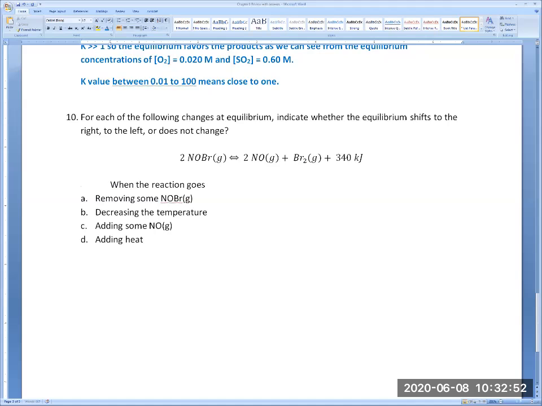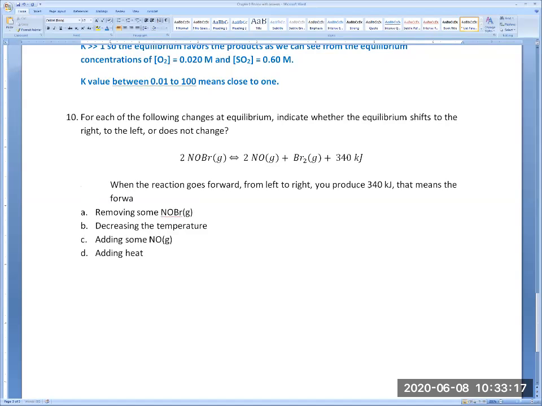So when the reaction goes forward, from left to right, you produce 340 kilojoules. And so that means the forward reaction is exothermic because you're releasing heat to the outside. So here you produce kilojoules that are released to the outside.